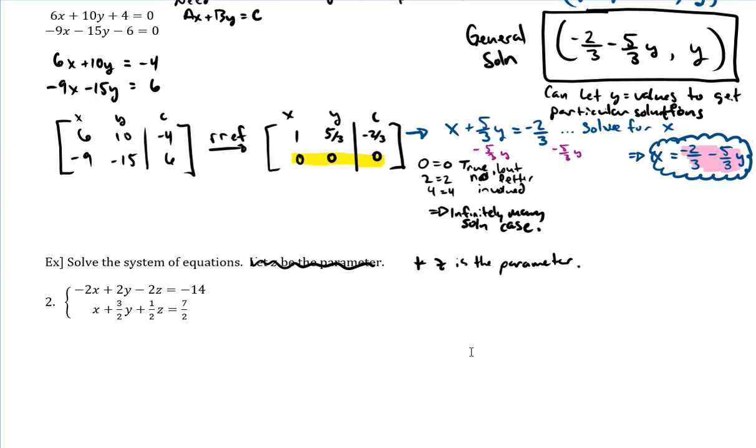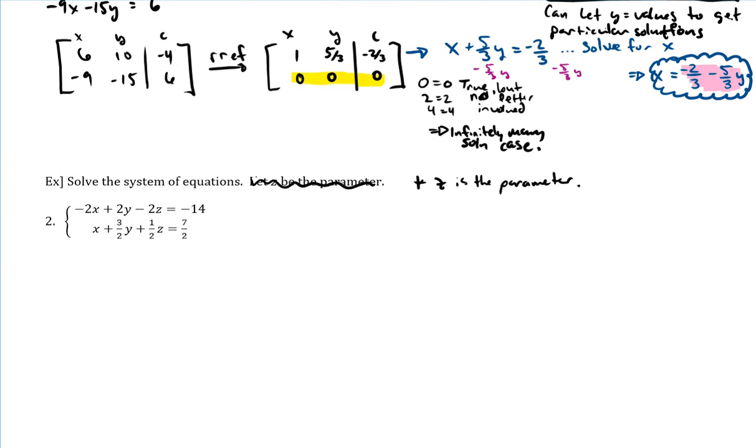All right. Or let's see what else we got. So let's see this system of equations. Okay, so that's one of them, the 0, 0, 0. Let's see what happens with this one. Okay, so here we've got 3 variables but only 2 equations. That's all right. At least it is currently set up for us where x, y, z, and then our constant. So we don't need to do any preliminary rewrites. And we have negative 2, positive 2, negative 2, negative 14. And then we have 1, 3/2, 1/2, and 7/2.